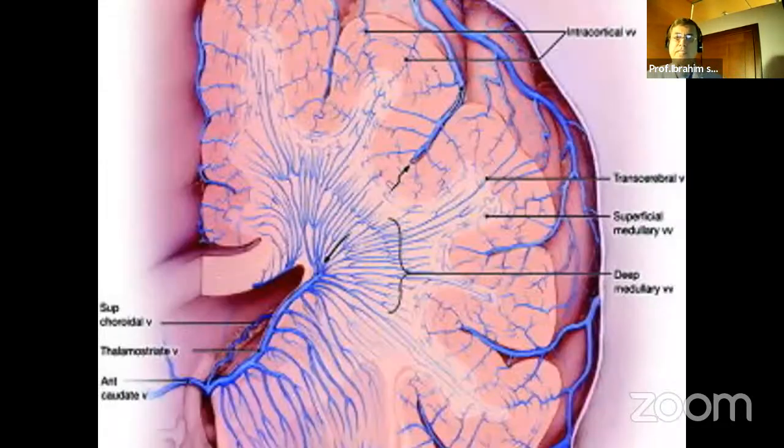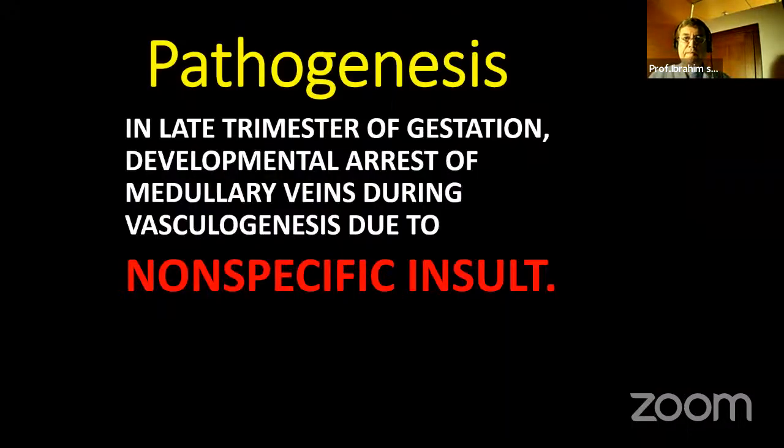So if you look at the venous system from the very beginning, our venous system starts with the intramedullary veins. They coalesce to form larger tributaries, and either they drain into the cortical or superficial venous system, or they go subependymal and they go to the deep venous system. That's the normal. So something happened in the later trimester of gestation. Something happens which causes the developmental arrest of these medullary veins, and we don't know what, but the theory is that non-specific insults would happen.